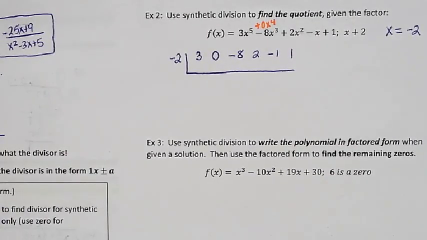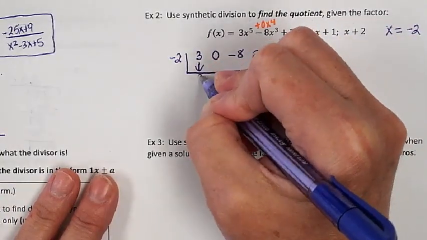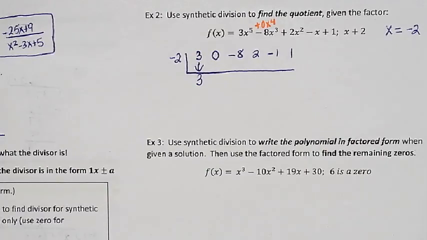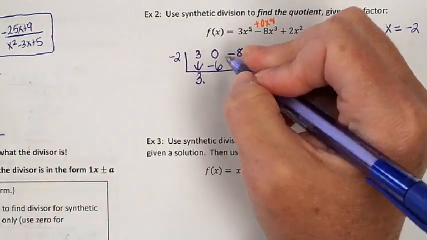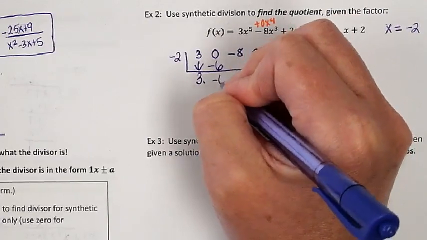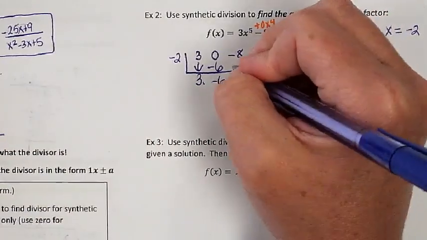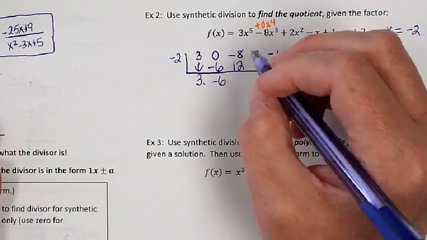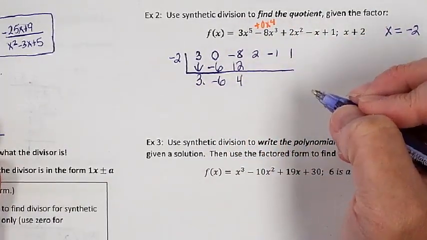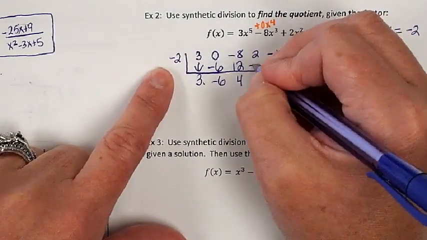Right, first step, bring down that 3. Now we're just multiplying and adding down. Negative 2 times 3 is negative 6. Then add down. 0 minus 6 is negative 6. Multiply. Negative 2 times negative 6 is a positive 12. Add down. Negative 8 plus 12 is 4. Again, multiply. Negative 2 times 4 is negative 8. Then add down. 2 minus 8 is negative 6.